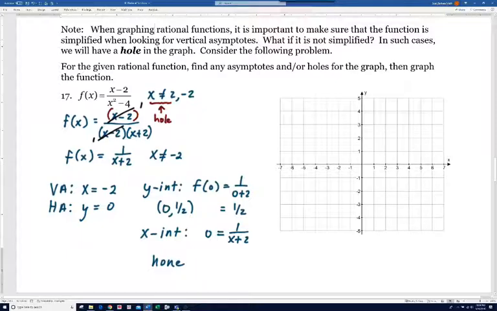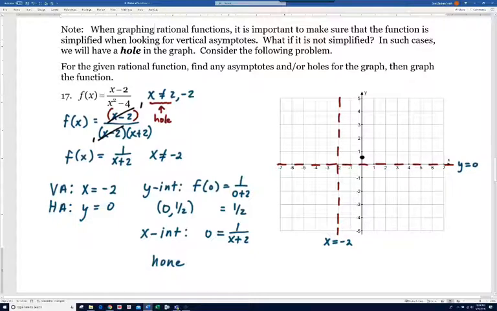And so there isn't an x-intercept. Let's go ahead and graph what we have. We've got x equals negative 2 as a vertical asymptote. We have y equals 0 as a horizontal asymptote. And we have 1 point at 0, a half. In order to graph this, we're going to need to find a few more points.